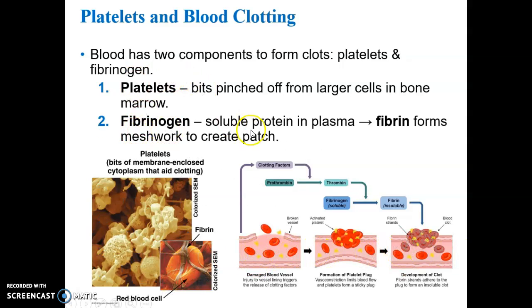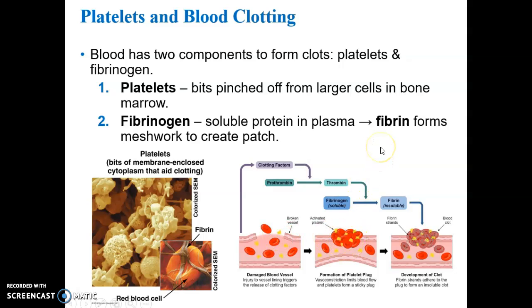And then fibrinogen is a protein that is soluble. That means it's dissolved in the plasma. It's floating around in the bloodstream. However, under the appropriate conditions and the appropriate signals of the blood clotting cascade, the soluble protein fibrinogen will become a solid fibrin that forms a patchwork or a meshwork at a site of injury, a cut, for example, and that will trap red blood cells. The fibrin traps the red blood cells to plug the break or the cut, forming a blood clot.